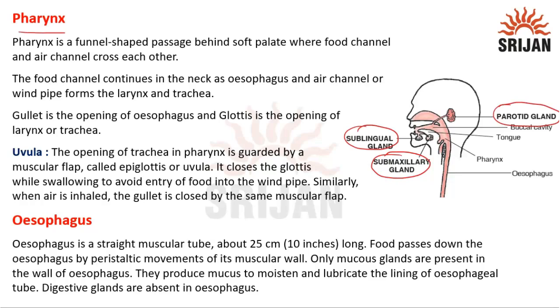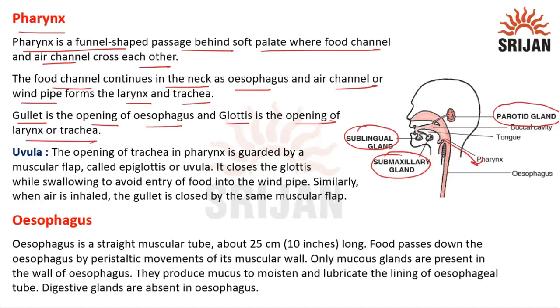Then pharynx. The pharynx is a funnel-shaped passage behind the soft palate where the food channel and air channel cross each other. So this is the pharynx. The food channel continues in the neck as the esophagus and the air channel or windpipe forms the larynx and trachea. Then the gullet is the opening of the esophagus and the glottis is the opening of the larynx or trachea.